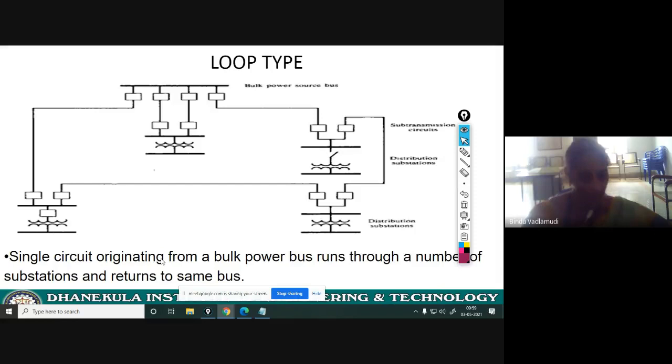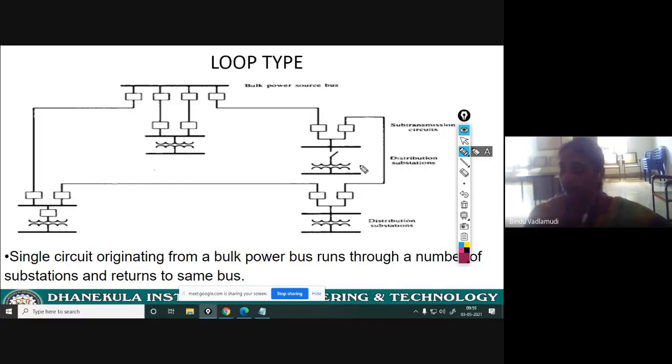The name itself is indicating. If it is forming a closed path, then we call it a loop. So here, first of all, the starting point is the bulk power source.